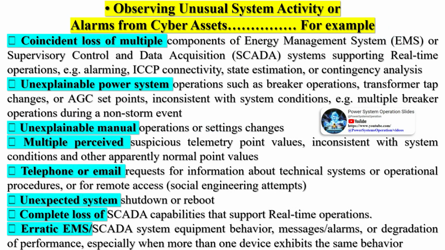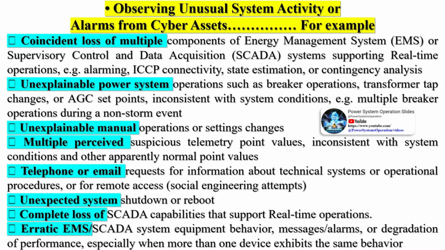Observing unusual system activity or alarms from cyber assets. For example, coincident loss of multiple components of Energy Management System (EMS) or Supervisory Control and Data Acquisition (SCADA) systems supporting real-time operations, e.g., alarming, ICCP connectivity, state estimation, or contingency analysis. Unexplainable power system operations such as breaker operations, transformer tap changes, or AGC set points, inconsistent with system conditions.